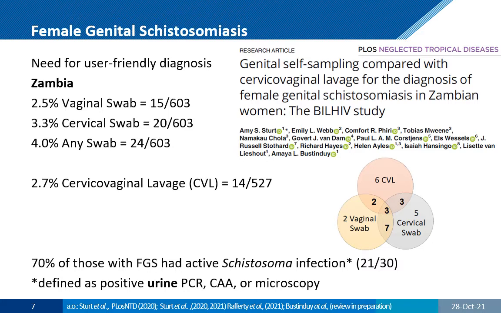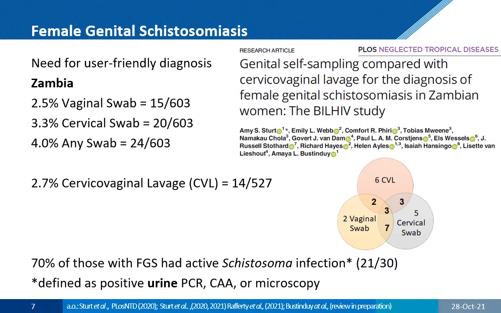In one of our most recent publications, in collaboration with the team of Amaya Bustinduy, we demonstrated that even vaginal and cervical swab samples can be used, which were collected by the women themselves at home. So the Schistosoma DNA was more often detected in these swabs than in vaginal lavage taken at the clinic.